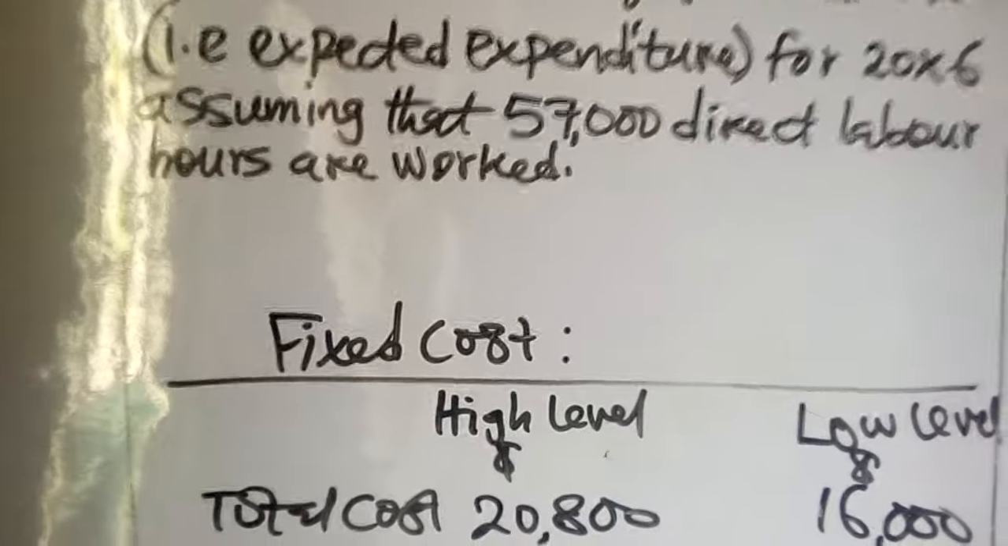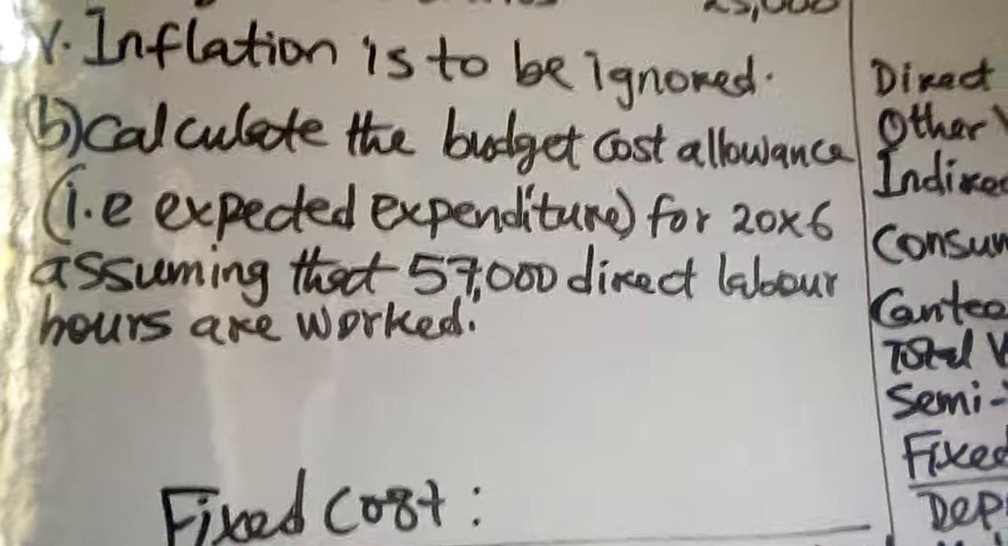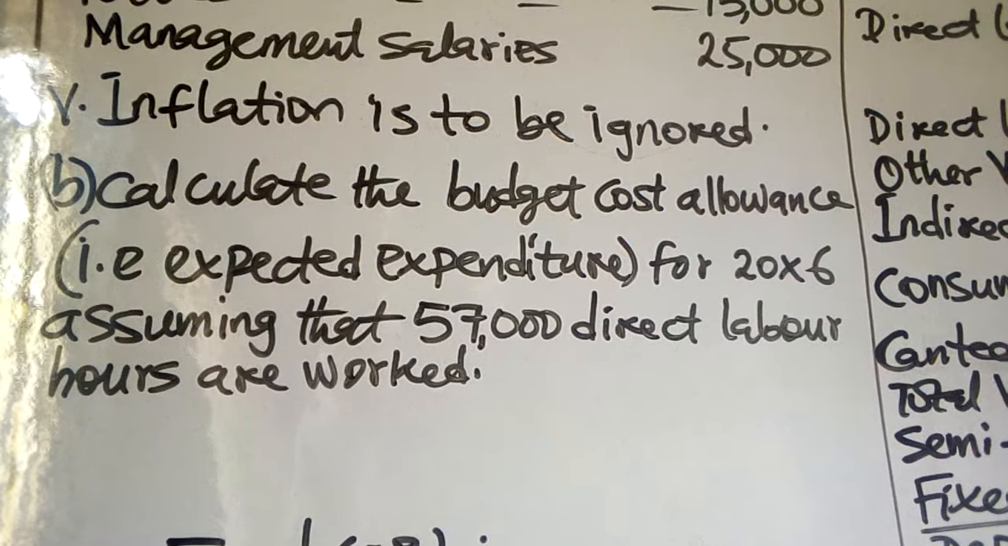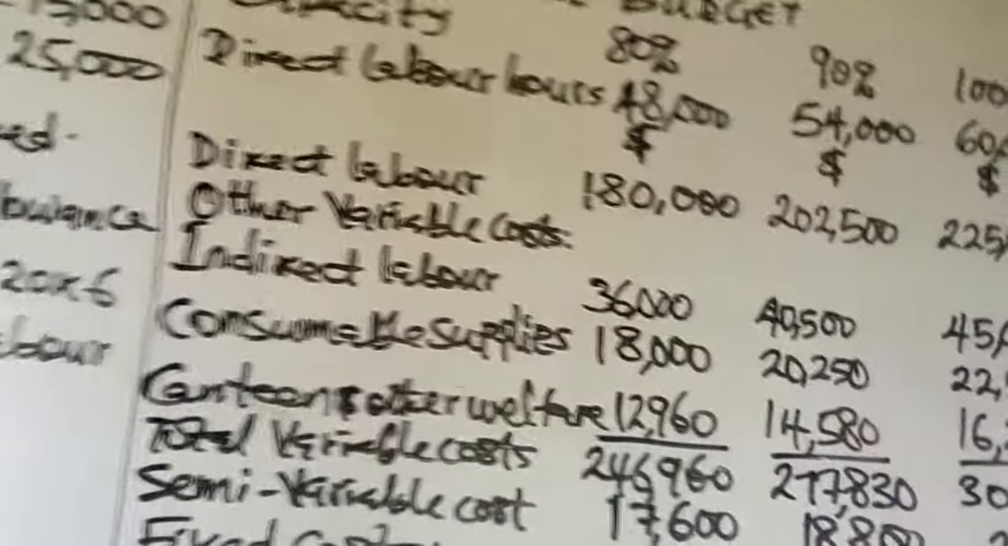Back to note 5. Note 5 is all about inflation. Inflation is to be ignored. Then we are still on requirement A. After requirement A, we will consider requirement B, where you have to calculate the budget cost allowance. That is to say, expected expenditure for 2026, assuming that 57,000 direct labor hours are worked. So that is all about requirement A.